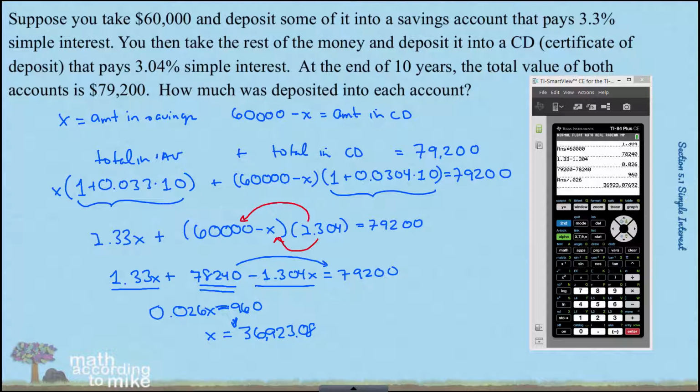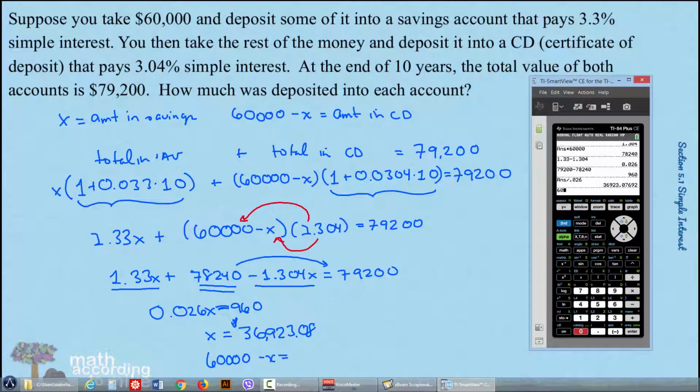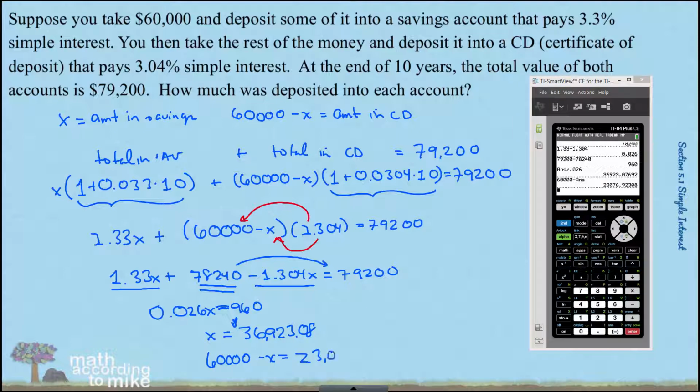To get the amount in the CD, we'll take this answer and subtract it from 60,000. We get $23,076.92. Excellent.